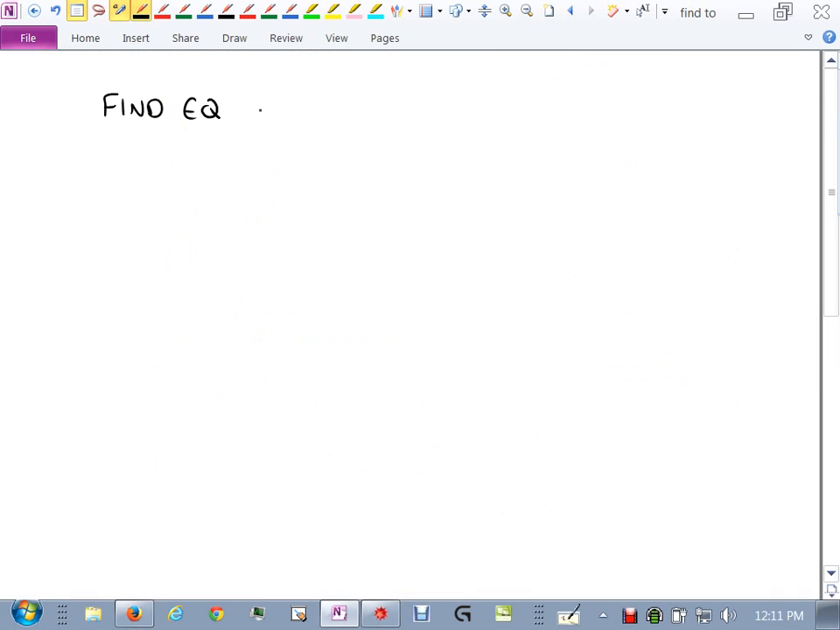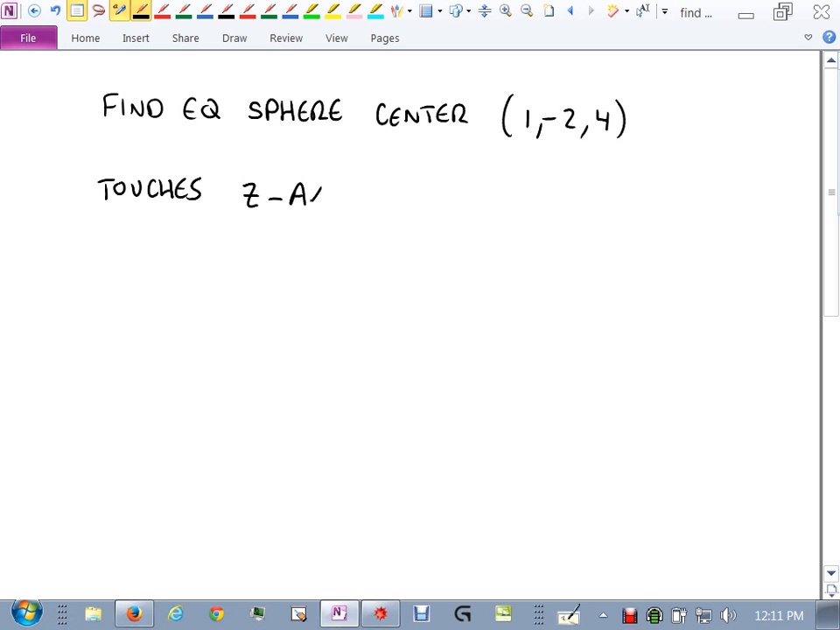Find the equation of the sphere centered at the same center, 1, negative 2, 4, that touches the z-axis. Not the XY plane, not the YZ plane, the z-axis. It just touches, tangent to the z-axis.